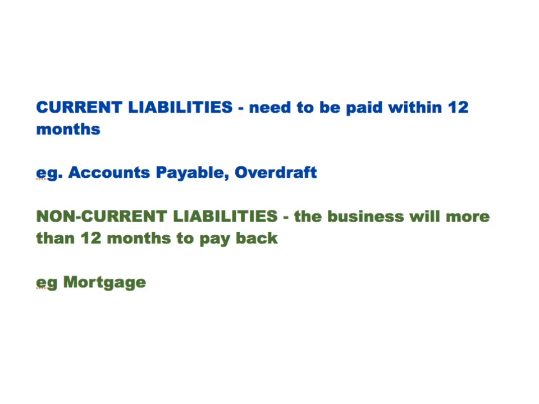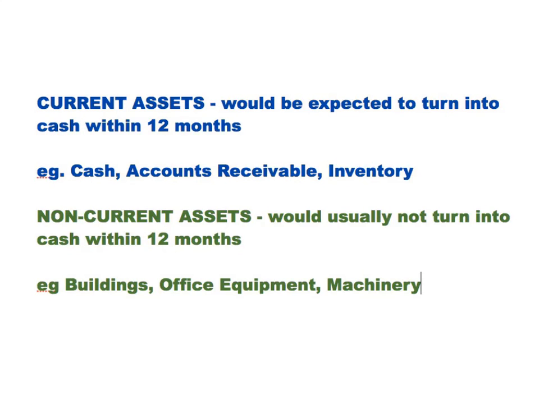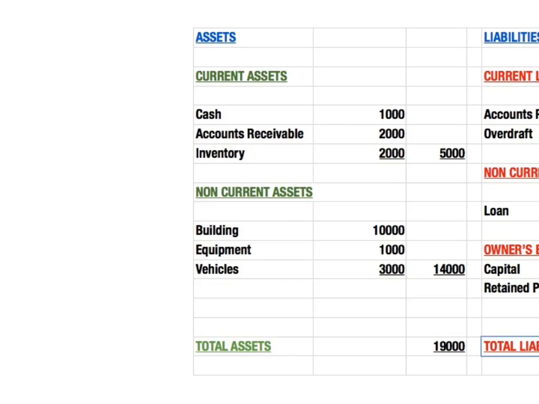So this leaves us with our non-current assets. The non-current assets here are things which will usually not turn into cash within 12 months. Our non-current assets are still assets. They're things of value which are owned by the business.